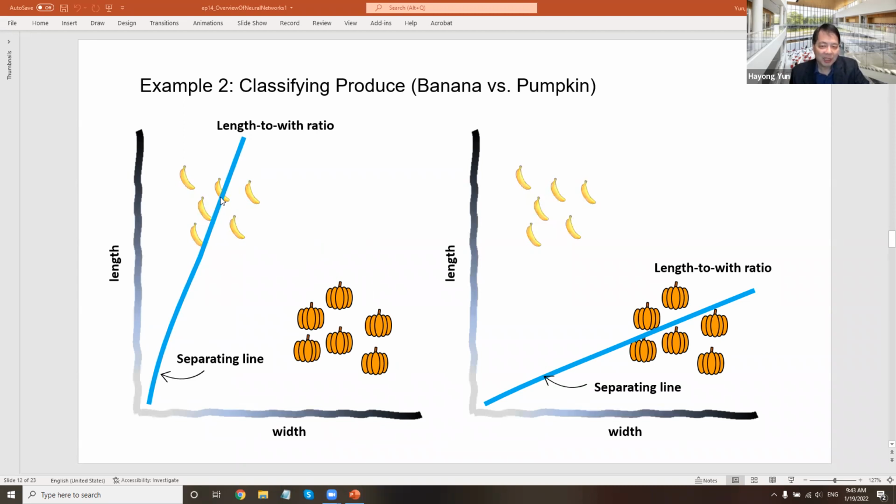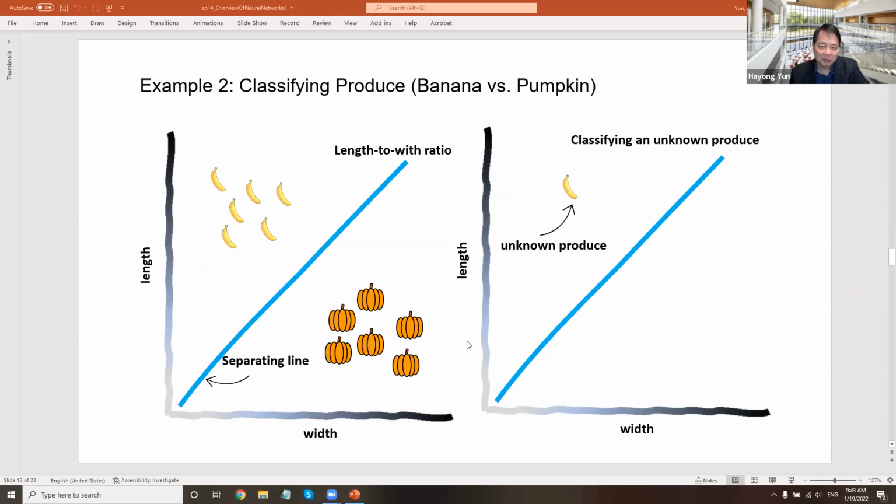Well, this line is not doing too great a job. So let's try another line. Let's just push it down. Well, it's not great either. So then we keep fiddling around until we get a satisfactory answer. This seems to be a reasonable compromise. So we settle down to a learned classification, where above this is banana, below this is pumpkin.